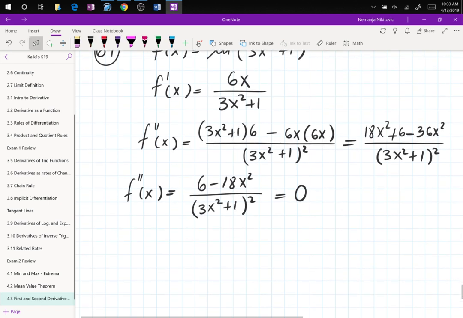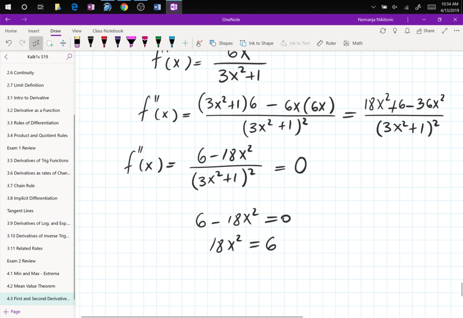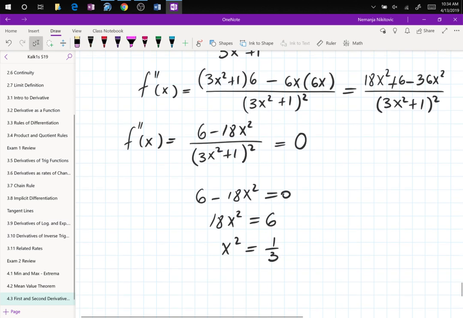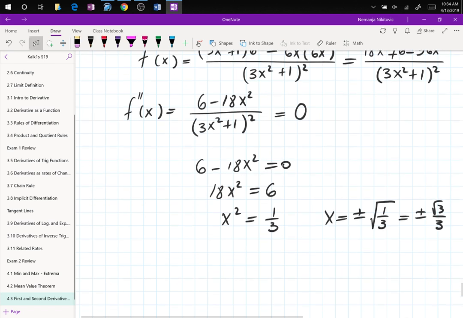That's our gig, right? So we get to solve 6 minus 18x squared equal to 0, which is 18x squared is equal to 6. And x squared is equal to 1/3, right? We can divide 6 and 18, right? So it's 1/3. X is equal to plus minus square root of 1/3, which is plus minus root 3 over 3 if you rationalize, right? Let's say you care, right? So that's the one you get. Great.